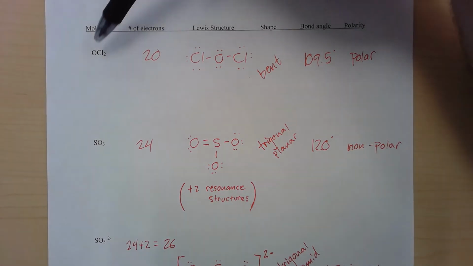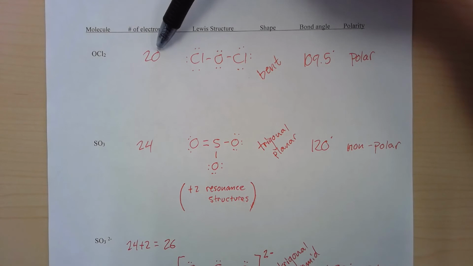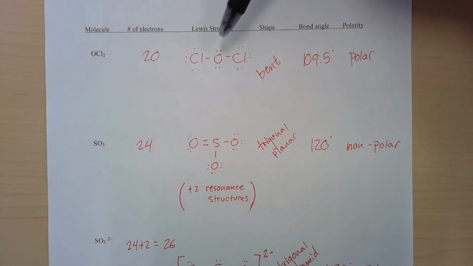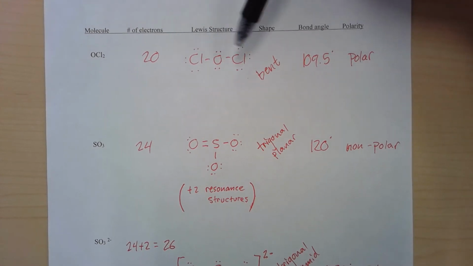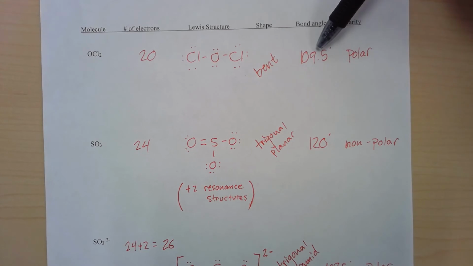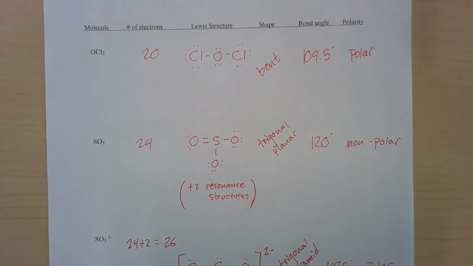All right, so this OCl2 has 20 total valence electrons. It has a Lewis structure like this, and this looks linear, but because there's the two lone pairs, that makes it bent like water, and it's 109.5 and polar.